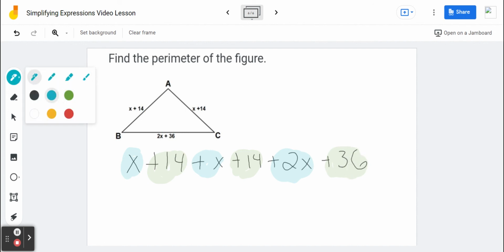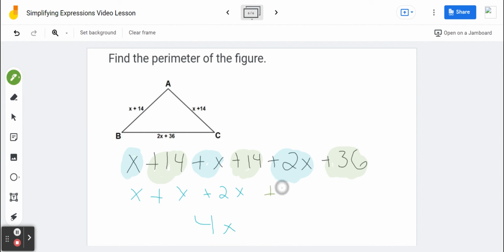Combine the like terms. X plus x plus 2x. Well, if I have one x and I add another x, that's 2 x's, and then I add 2 more x's, so that's 4x. And then I have plus 14 plus 14 plus 36. 14 and 14 is 28. 28 and 36 would be 64.